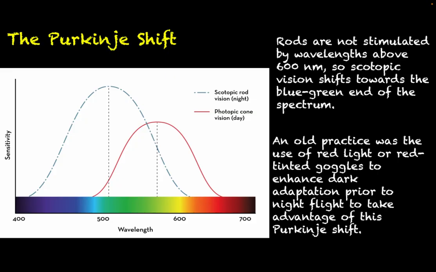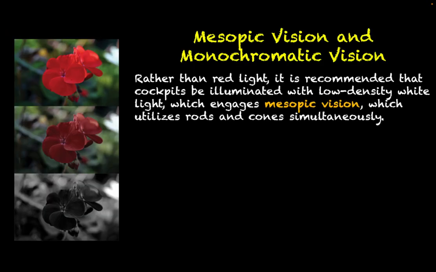And kind of an old antiquated practice was that pilots would often use red light or red tinted goggles to enhance their dark adaptation. So when they're flying in the light, they'd kind of tint their eyes with red light to make sure that we are only stimulating the rods with those blue and green lights, so that when it does get dark, those rods are kind of already adapted to what they're going to have to deal with in the dark. So there's kind of some problems inherent in this.